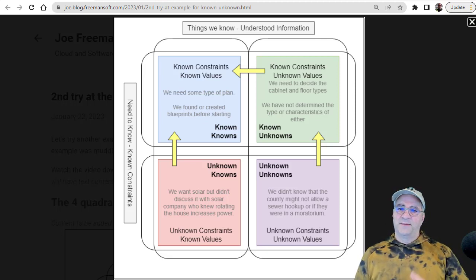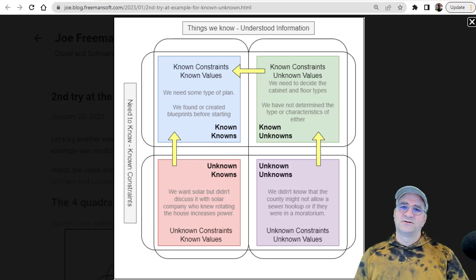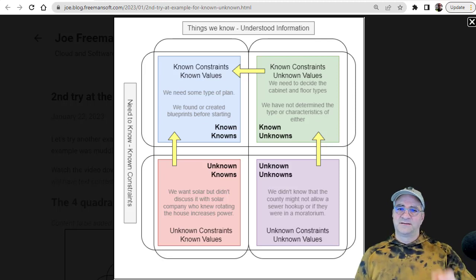We know we're going to have cabinets. We know we're going to have flooring. And so we need to work through moving those items from that quadrant into the blue quadrant, you can see blue. Known knowns, right? And then I've seen this before.